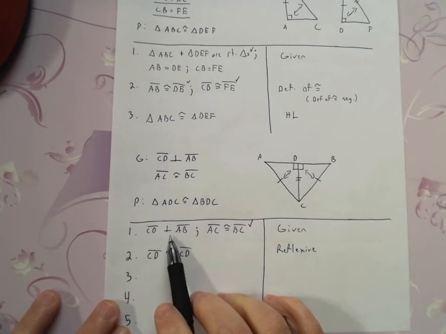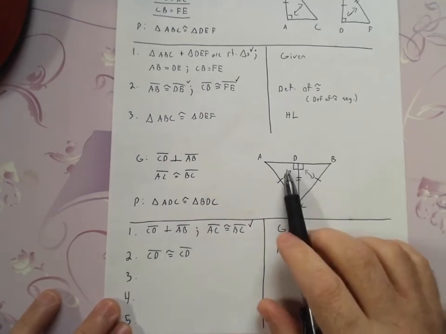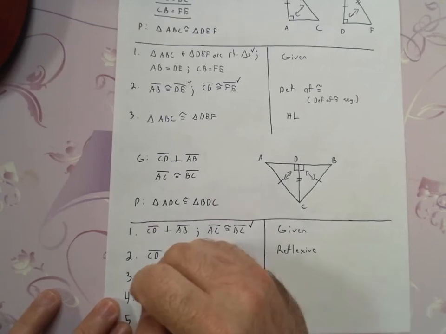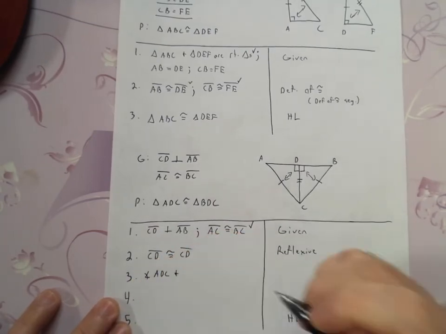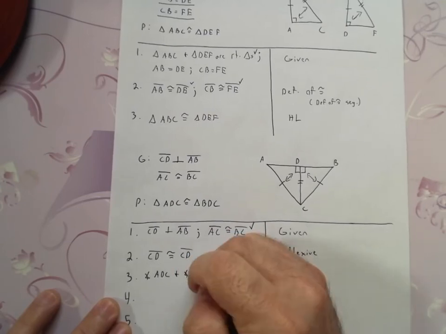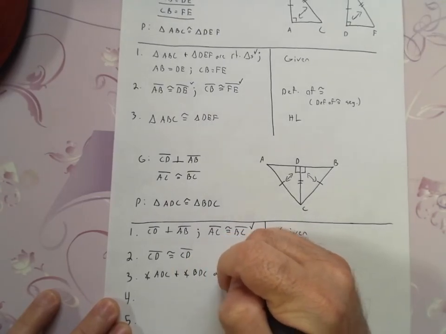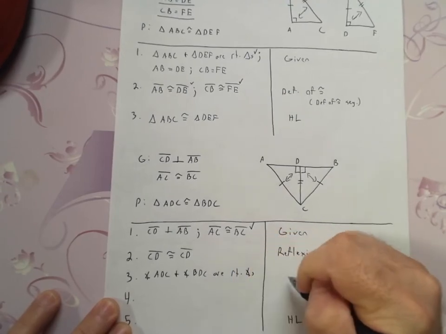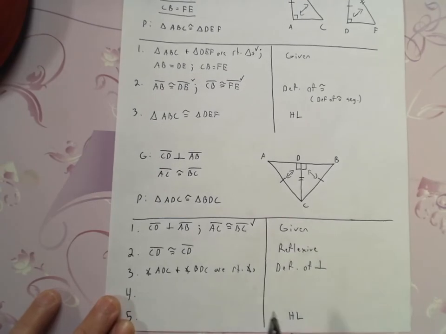But let's talk about this. So if you're perpendicular, what did we know about perpendicular? That's right, that these angles have to be right angles. So angle ADC and angle BDC are right angles. And that's because of the definition of perpendicular. Again, if you're perpendicular, talk to me about right angles.